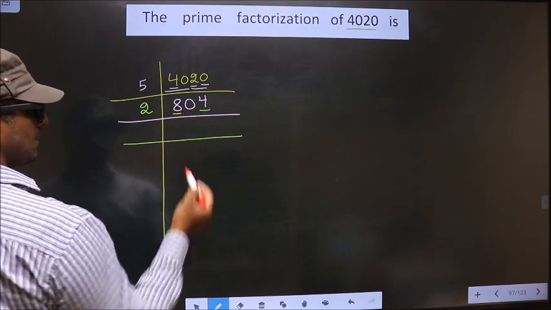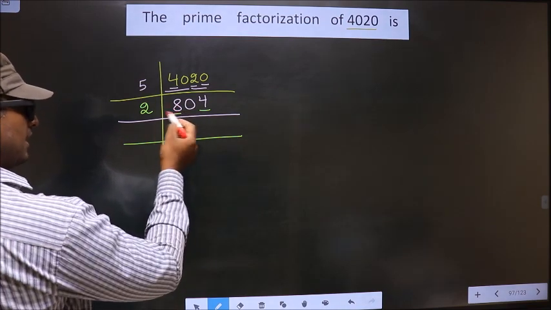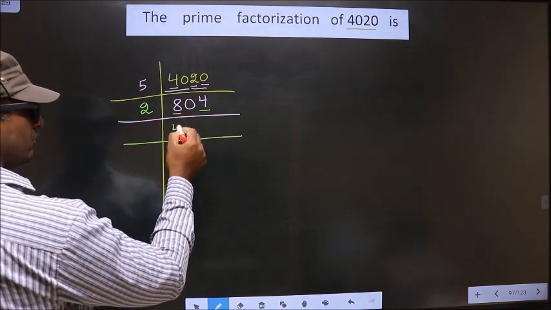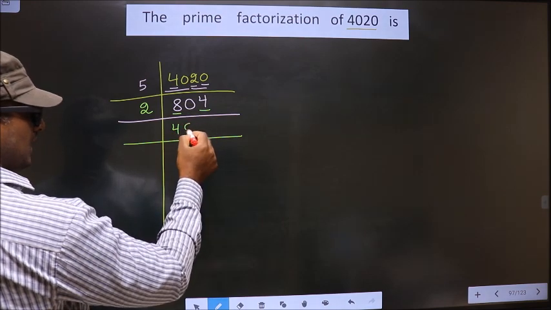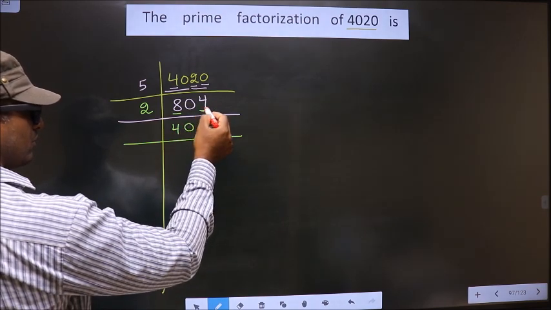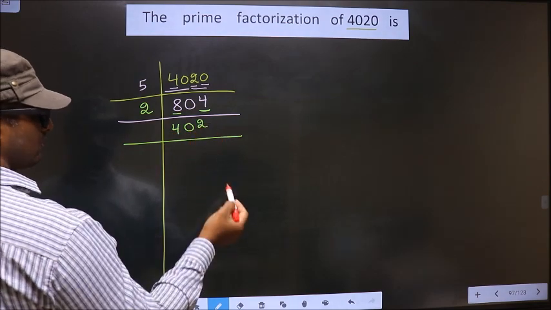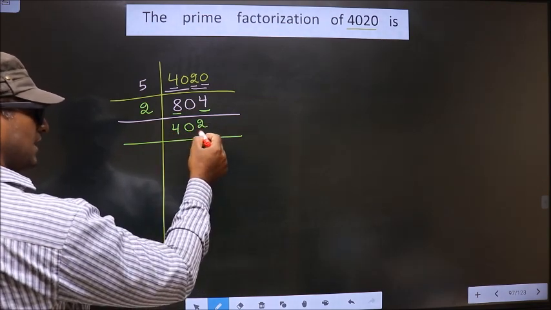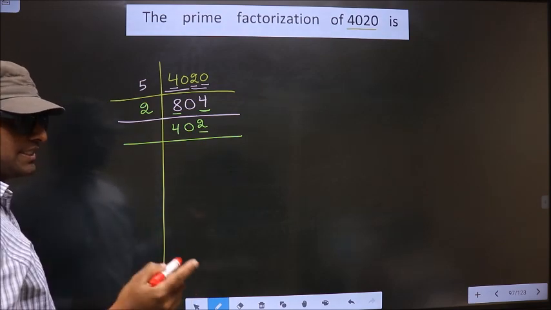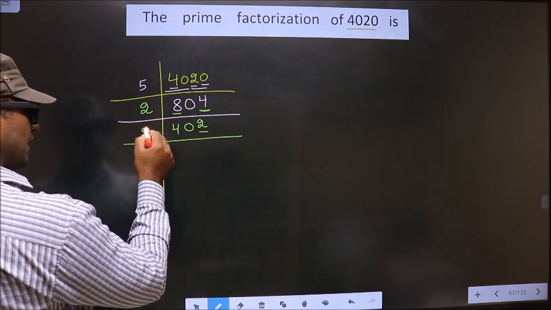So now the first number is 8. When do we get 8 in the 2 table? 2 4s are 8. 0 as it is. 4. When do we get 4 in the 2 table? 2 2s are 4. Now in this number the last digit is 2, which is even. So we take 2 here.